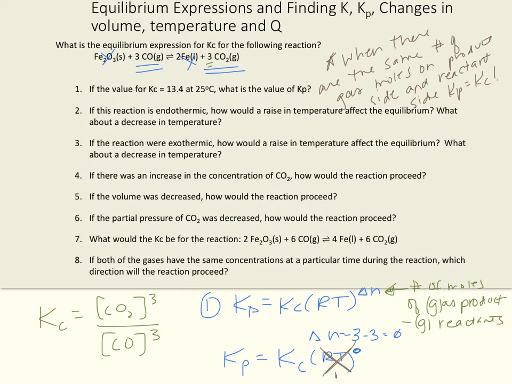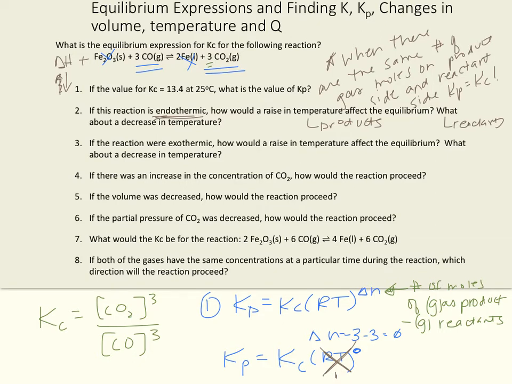So then we get, if this reaction is endothermic, how would a raise in temperature affect the equilibrium? So it says it's endothermic. So if it's endothermic, that means that the heat is a reactant. So I'm going to write delta H as a reactant because the heat is going into the reaction. So if we increase the temperature, it's going to go towards the products. And if we decrease the temperature, it's going to go towards the reactants.